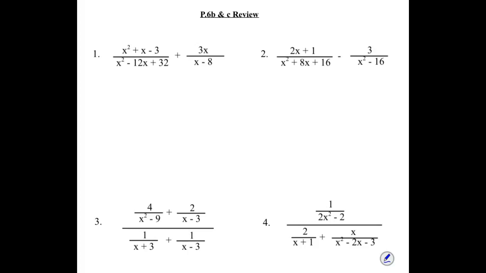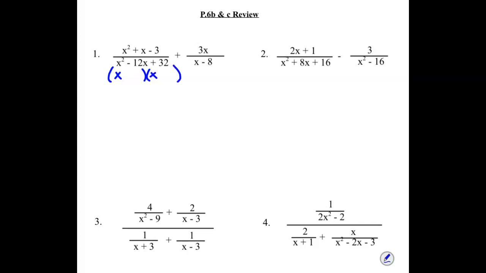Today we're going to do a couple review questions from section P.6, getting ready for our test coming up. Our first question is asking us to add two algebraic fractions. In order to do this, we need common denominators, so our first step would be to factor any denominators that aren't already factored. So I'm going to start with this trinomial.